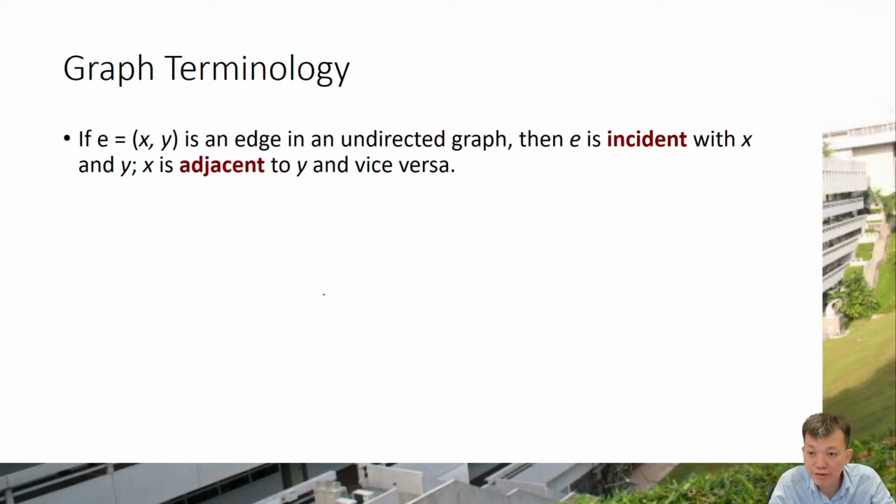So if edge E is xy, an edge in an undirected graph, then E is incident with x and y. So this one is x, this is y, then this edge is E. It's Exy. That means this edge is linking x and y. So E is incident with x and y. You can also say x is adjacent to y, or y is adjacent to x.